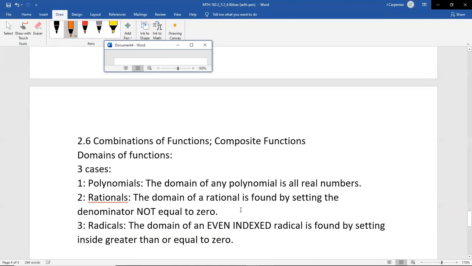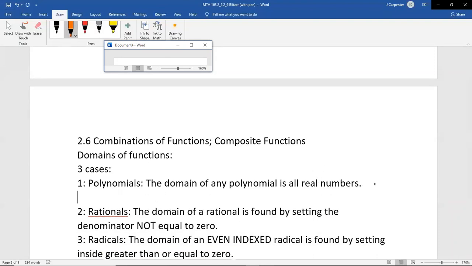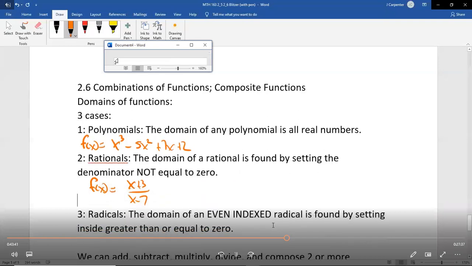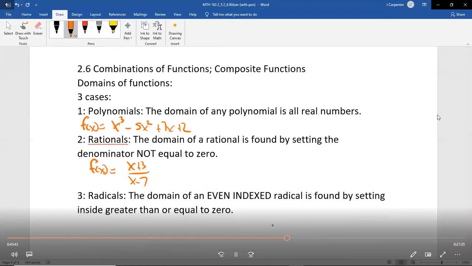A polynomial is something that looks like f of x equals x to the third minus 5x squared plus 7x plus 2. That's a polynomial. A rational is something that looks like x plus 3 over x minus 7. They're fractions with variables top and bottom. Radicals are things that have square roots. So this would be something like the square root of x minus 3.